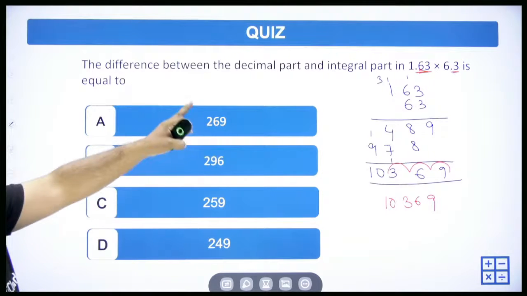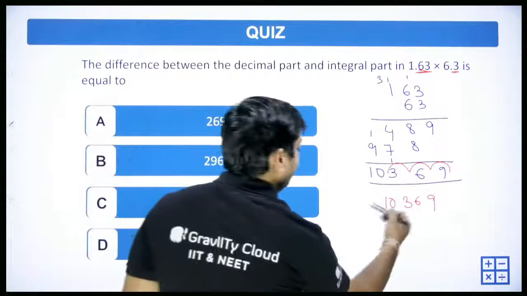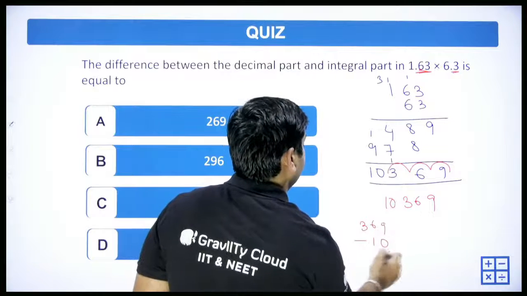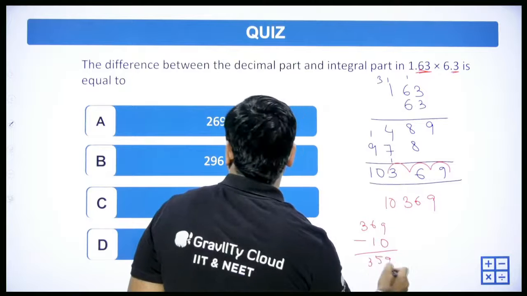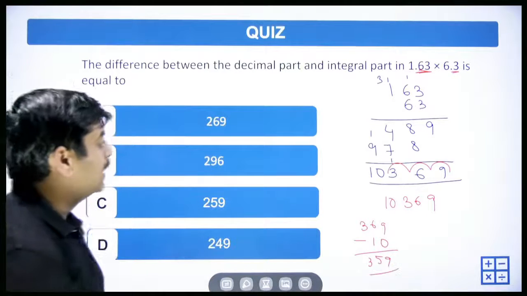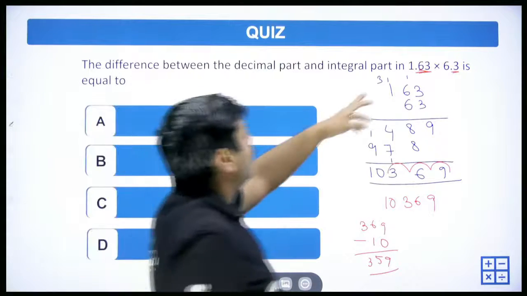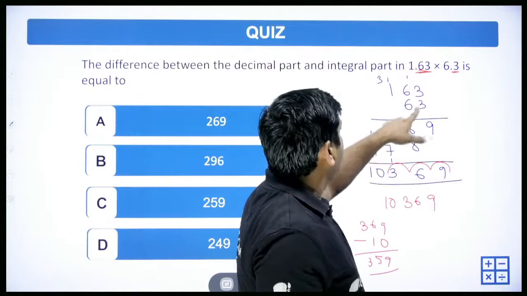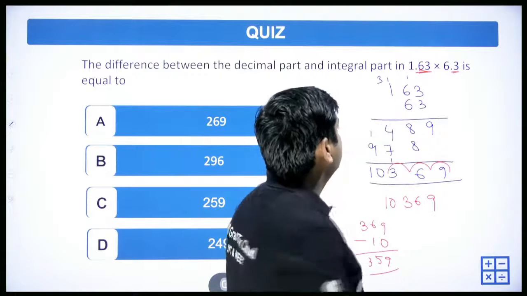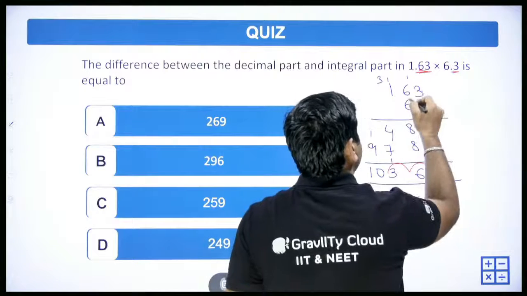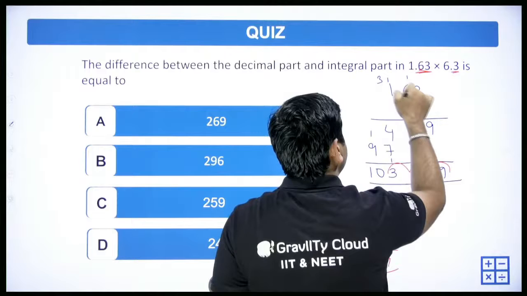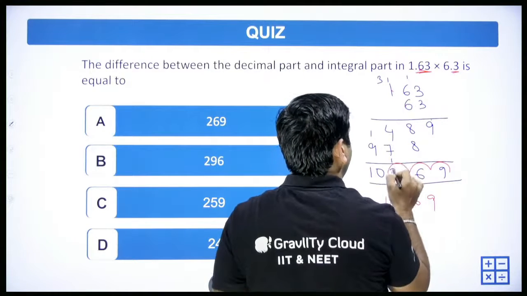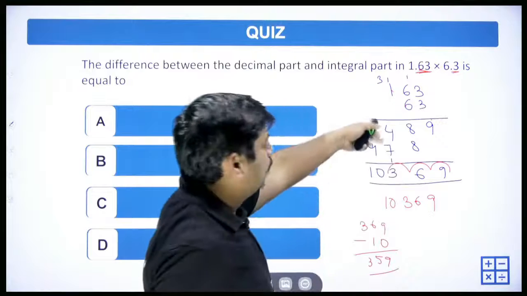So the difference between the decimal and integral: we need to take 10.369 minus 10. So that will give you 359, but still there is something we left. Once again, let's try to recall that. 1.63 into 6.3: this is 9, 6 3s are 18, 19, 3 1s are 3, 4, that's correct. 6 3s are 18, 6 6s are 36, 37, 3 will come here, 6 1s are 6, 7, 8, 9, 9 16, 7 plus 4 is 11, 11 plus 1 is 12.